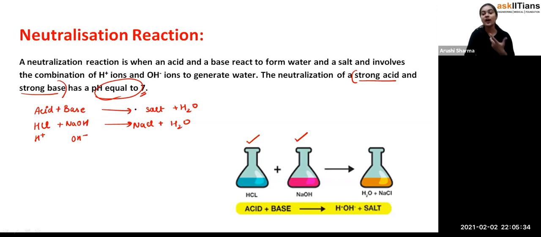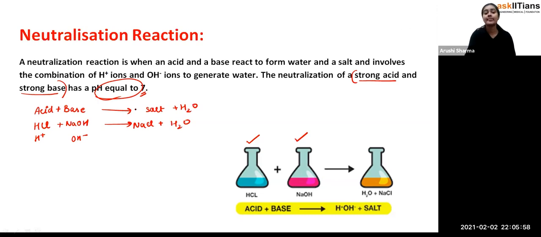Now you'll say, ma'am, how will we come to know? Definitely, students, from the pH only. HCl is a mineral acid, which is obviously a stronger one. If I tell you acetic acid, you'll say, ma'am, it's an organic one, so obviously it is a weak acid. That's how we can tell whether a strong acid or strong base is there, and they react with each other, get neutralized, and we get salt and water.